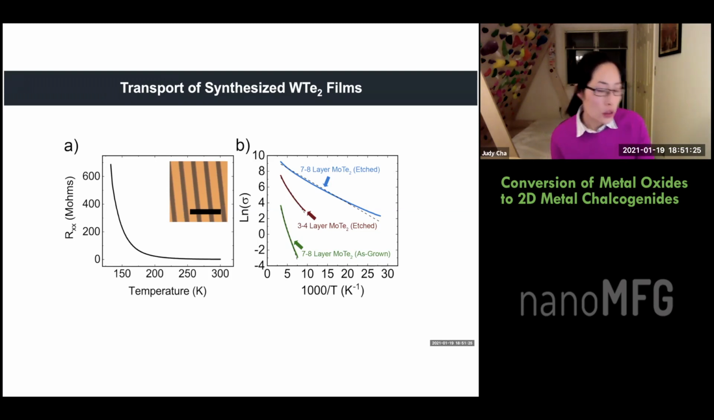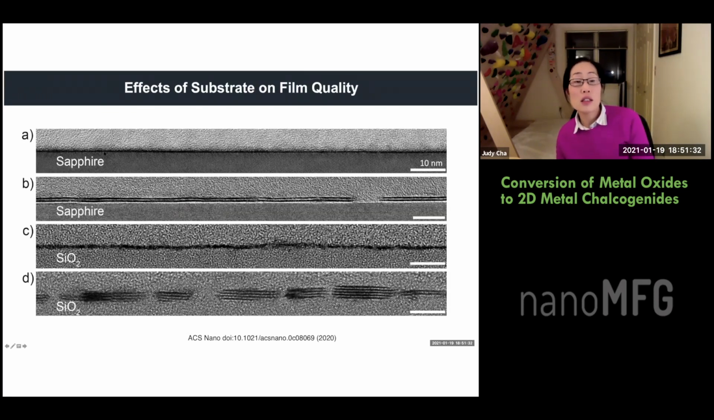Okay, so it turns out that the substrate is very important. So here A and B is moly oxide, ALD deposited onto sapphire and then converted into moly telluride. Then C and D is the same ALD process, but done on silicon oxide, right? By the same group. And then you see that when we tellurize it, instead of forming a continuous film, we form islands. Okay, so this was very interesting.